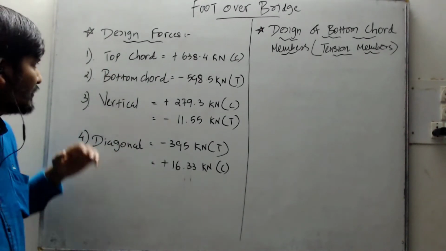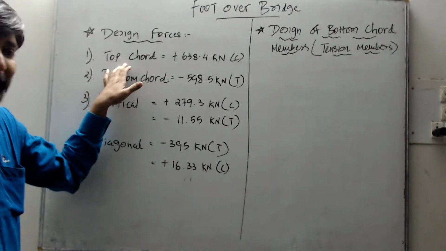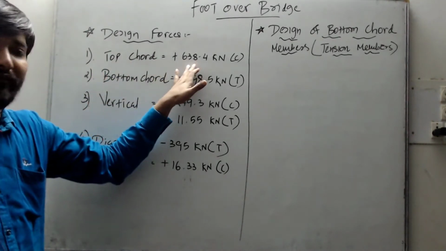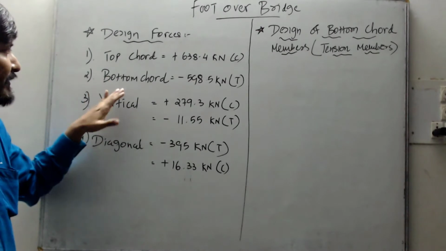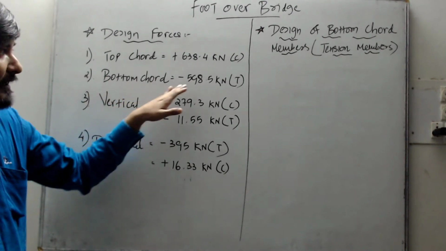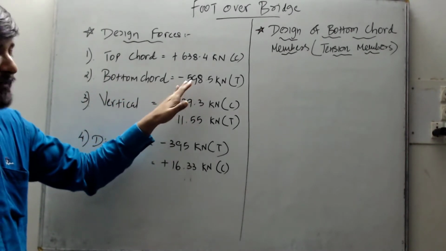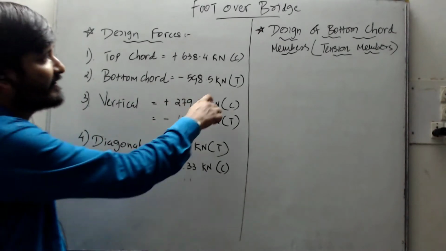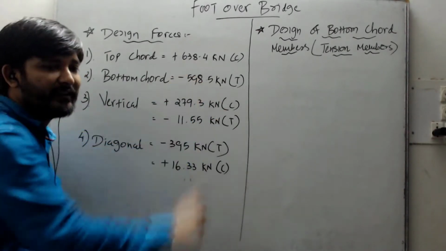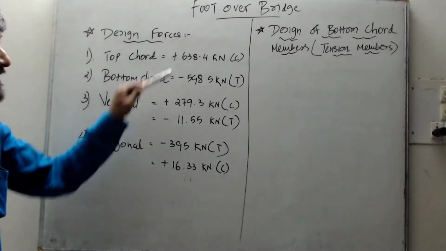So first, we have got maximum force in top chord member as 638.4 kilonewton. Then we have got maximum force in bottom chord member, which is minus 598.5. Negative sign means it is a tension member, so this is designed as a tension member. Positive sign indicates compression, so this is designed as a compression member.